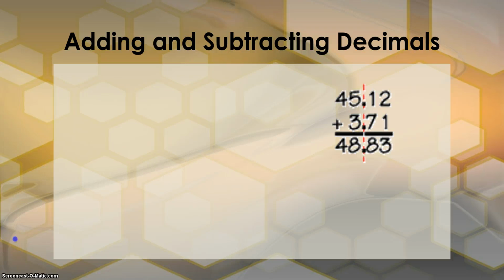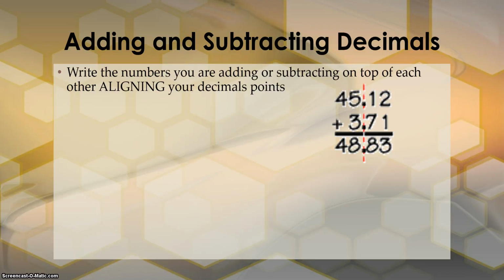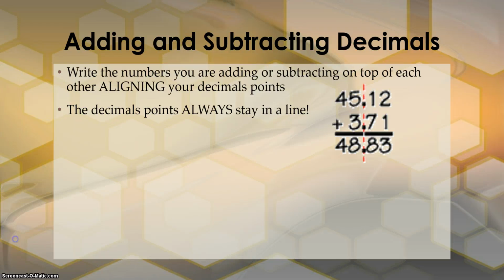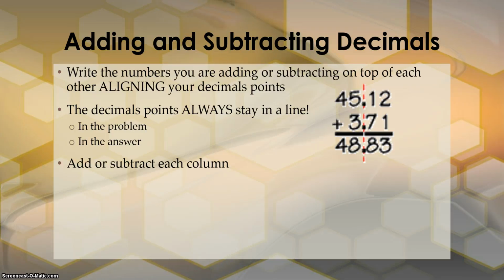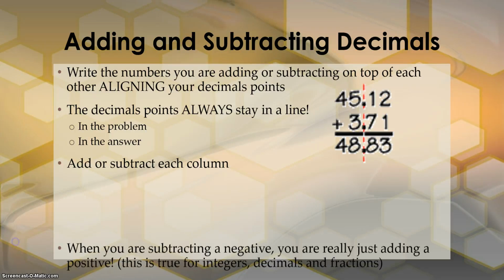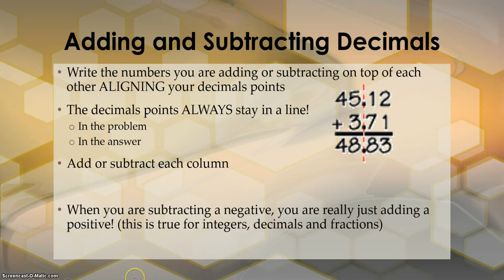Now, when we're adding and subtracting decimals, we want to write the numbers that we're adding and subtracting on top of each other, making sure that we align the decimal points. The decimal points must always stay in a line in the problem and in the answer. You're going to add or subtract each column. When you are subtracting a negative, you are really just adding a positive. This is true for integers, decimals, and fractions.